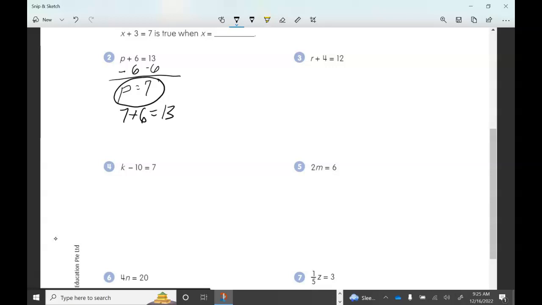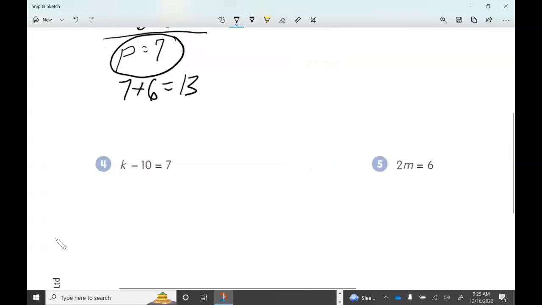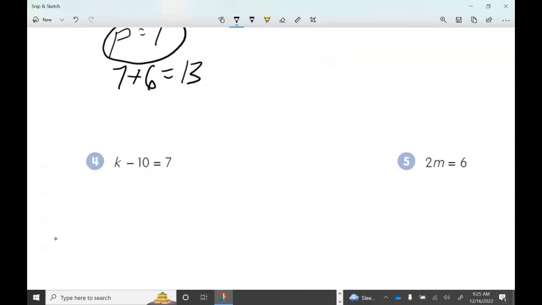Now let's take a look at number 4. k minus 10 equals 7. So what we're trying to figure out is what number, when you subtract 10 from it, will give you 7. So we're going to use the inverse operation here. We're going to add 10 to the left side, add 10 to the right side. The inverse operation of subtraction is addition. Just think about it as the opposite.